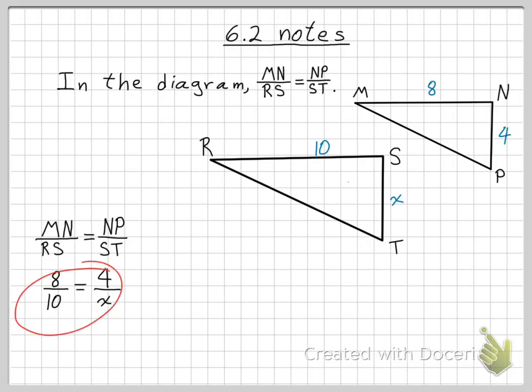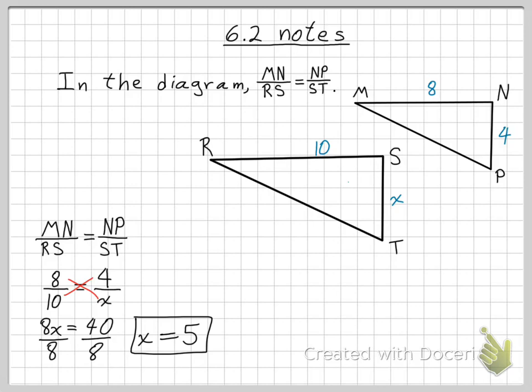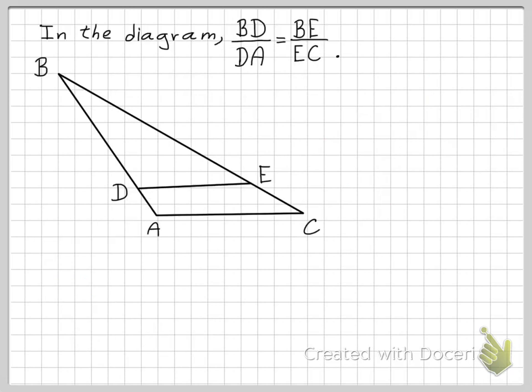Once you have the proportion written down, you cross multiply to solve for x, and you get that 8x is equal to 4 times 10, which is 40. So 8x is equal to 40, and then you divide both sides by 8, and you get x is equal to 5. So our missing length ST is 5.